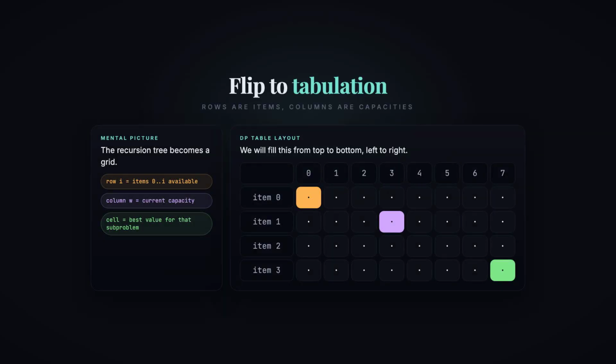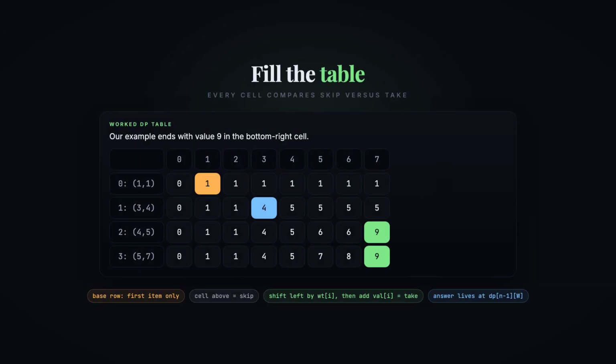We can flip this around into tabulation. Instead of recursing top-down, we fill a table bottom-up. Picture a grid, rows are items, columns are capacities from 0 to W. First, the base row. For the first item, every capacity that fits gets its value. Then, for each later item and each capacity, every cell makes the same choice: the value directly above, which means skip, versus this item's value plus a cell from the row above, shifted left by its weight, which means take. The bottom right cell holds the answer.